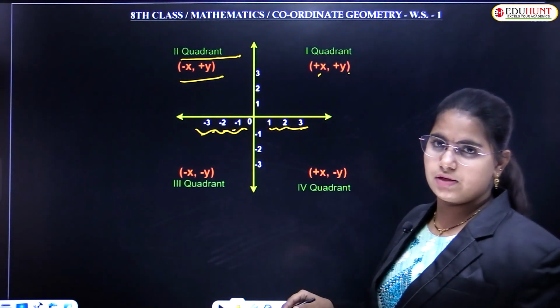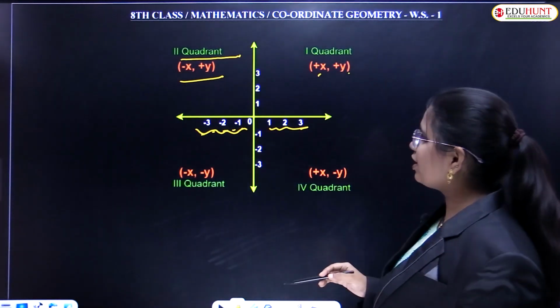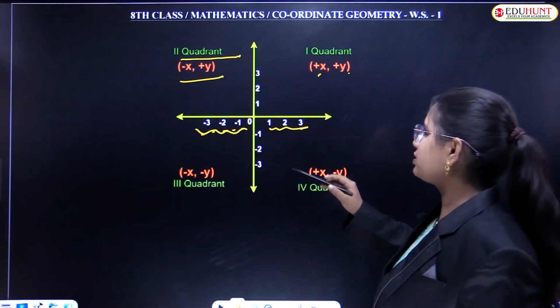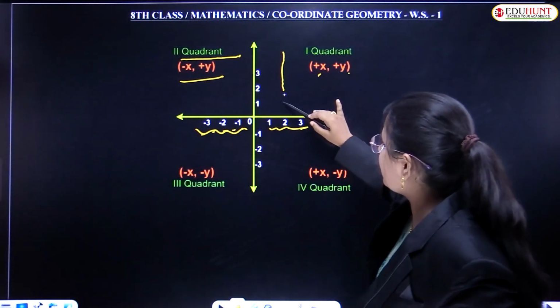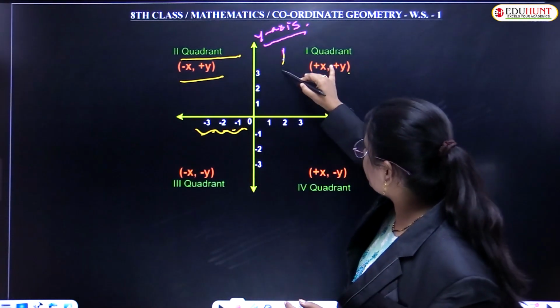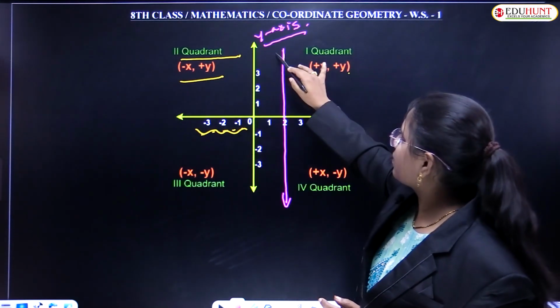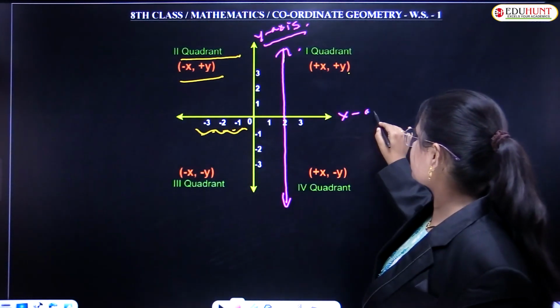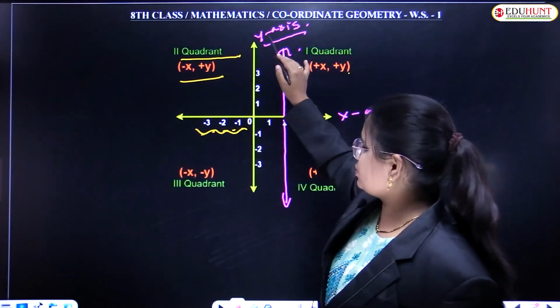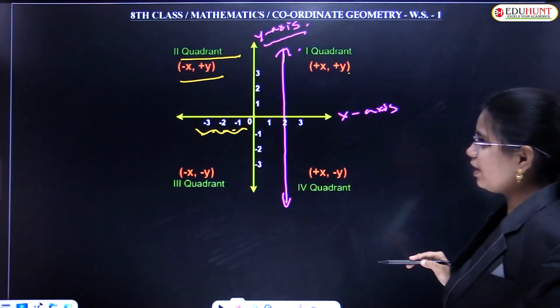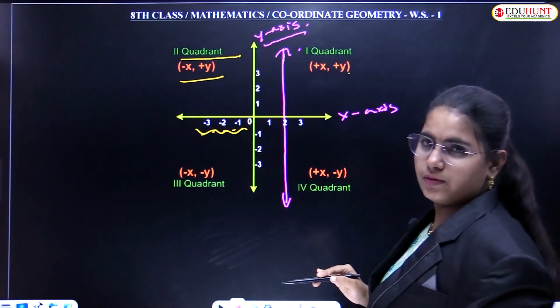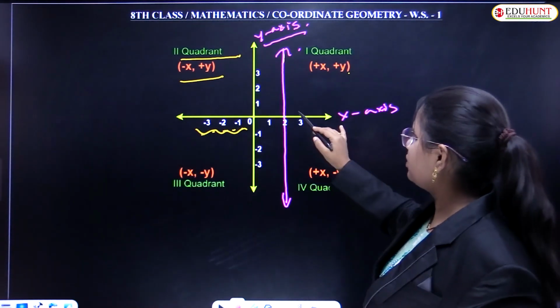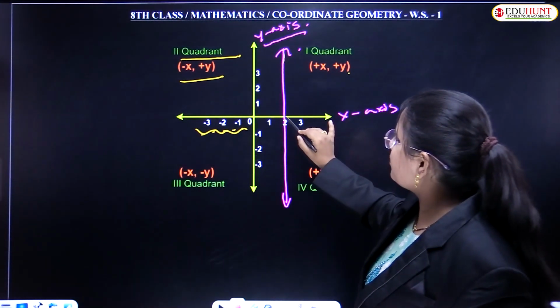Done. So what I am going to consider here is, for example, I am drawing one parallel line. Let me take this line. So this is the x-axis and this is the y-axis, and the line is parallel to the y-axis. So what is this point?